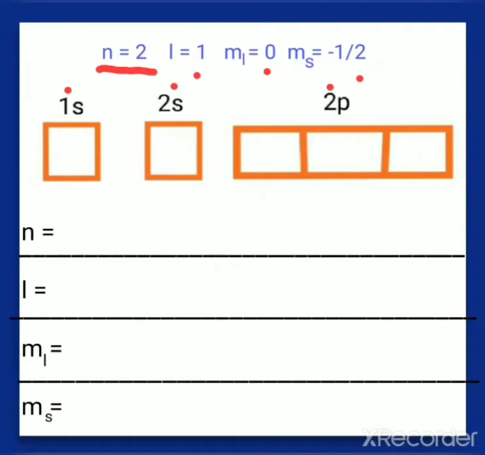Because the electron is in 2, so it is enough. But if n is equal to 3, then we have to make 3s, 3p and so on. So for this problem, n equal to 2, we need to make till here, that is till 2p. Now n is equal to 2, l is given, l is equal to 1.